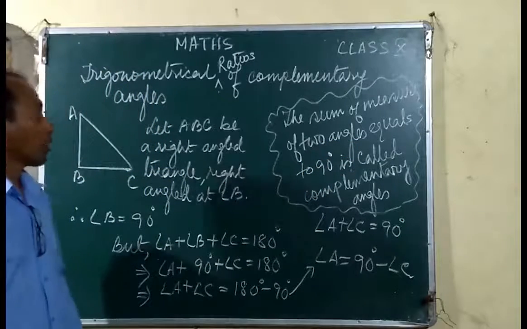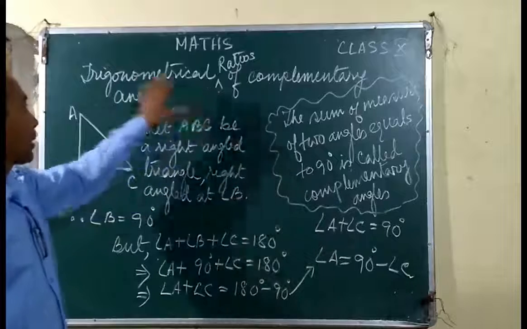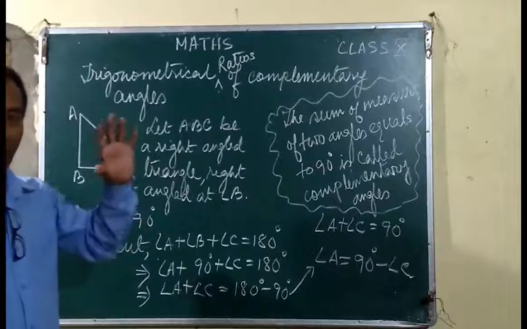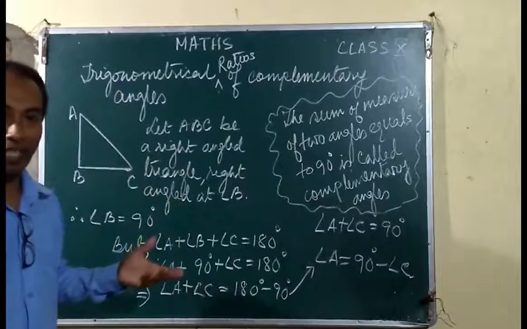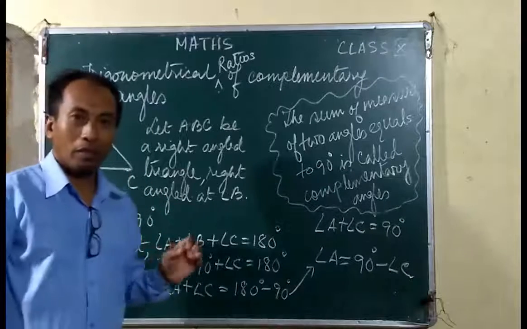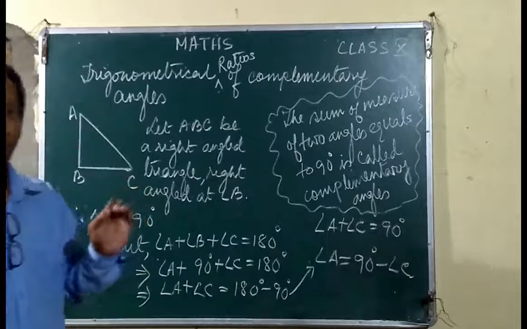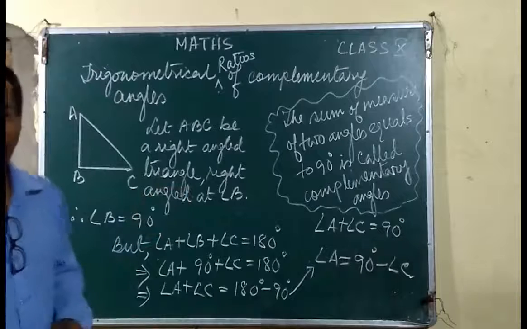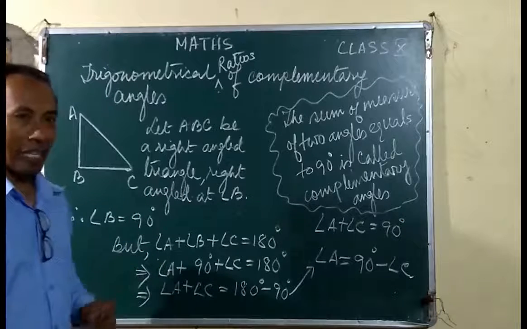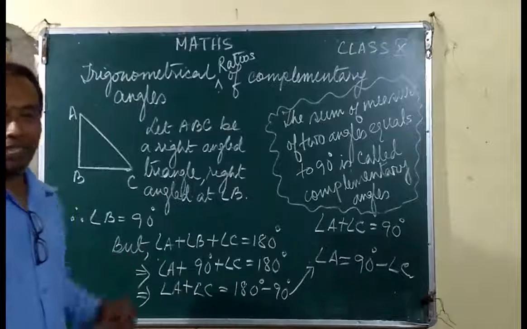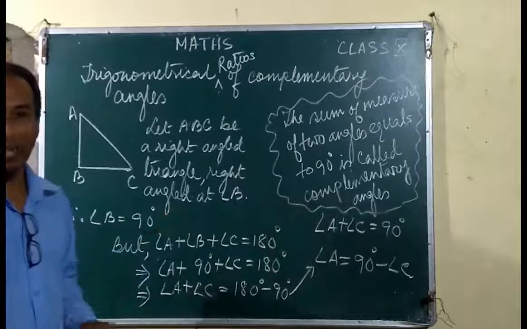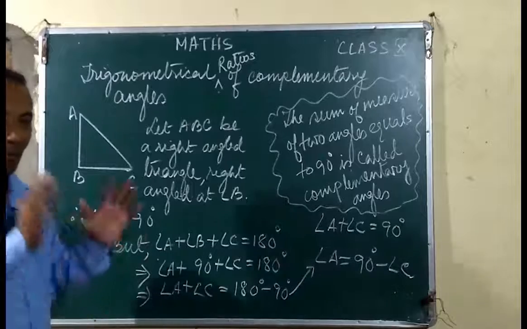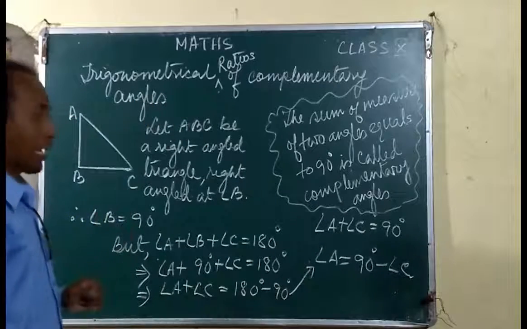Now you must be wondering, what do complementary angles have to do with trigonometrical ratios? Yes, there is a very close relationship. Let me recall all the trigonometrical ratios again. I have already taught you that sin theta equals perpendicular by hypotenuse, cos theta equals base by hypotenuse, tan theta equals perpendicular by base, cot theta equals base by perpendicular, sec theta equals hypotenuse by base, cosec theta equals hypotenuse by perpendicular. So all these trigonometrical ratios we are going to apply with complementary angles.